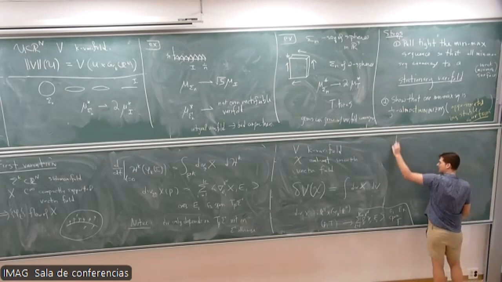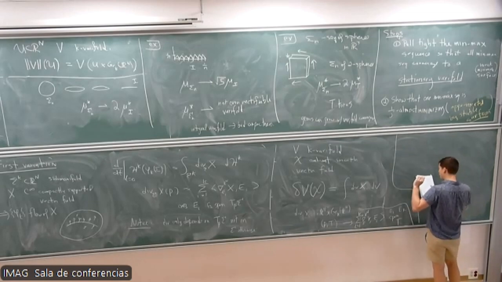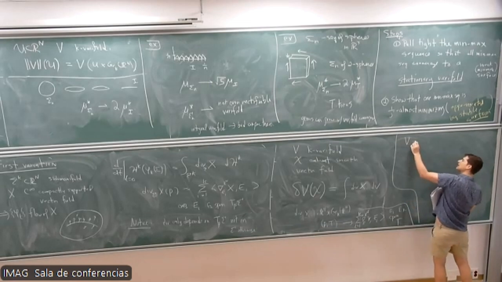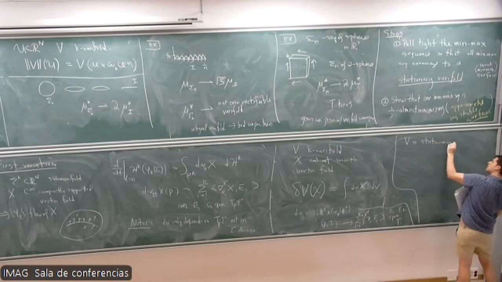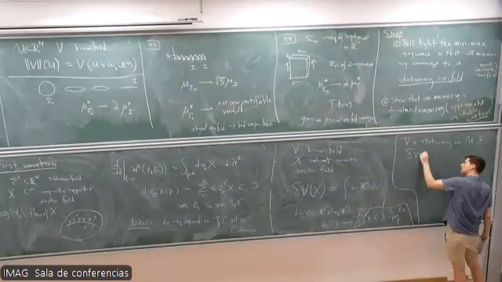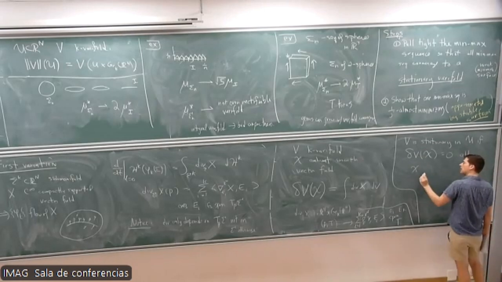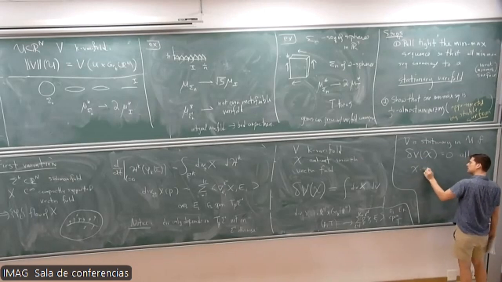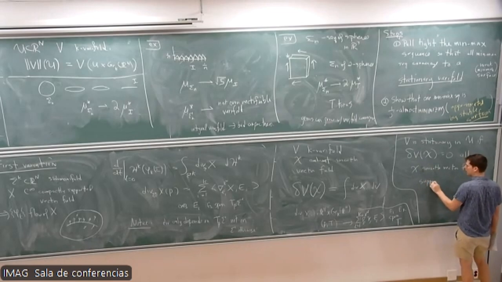Okay, so now we have the last definition, hopefully of the entire eight lectures, but we'll see. We say V is stationary, where V is a k-varifold in an open set U, if this variation is equal to zero for all chi which are smooth vector fields supported compactly in U.